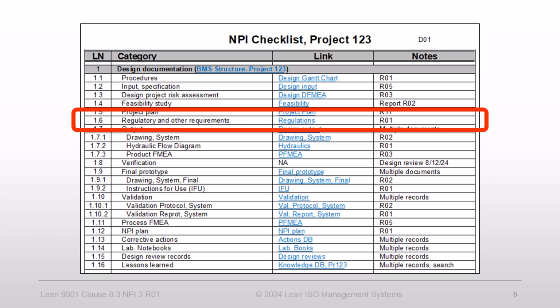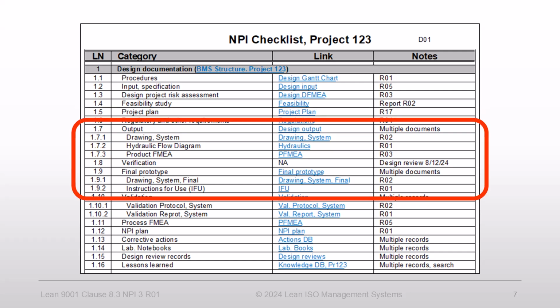Statutory, regulatory, and other requirements. While these should be stated in the specification, we need to document how the organization complies with the applicable requirements at this time. This may be a list of regulations and relevant industry standards with the corresponding compliance procedures.